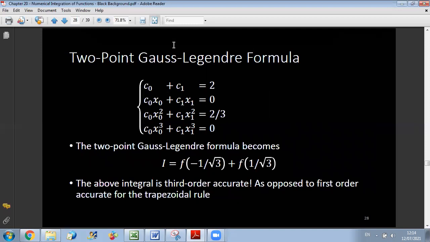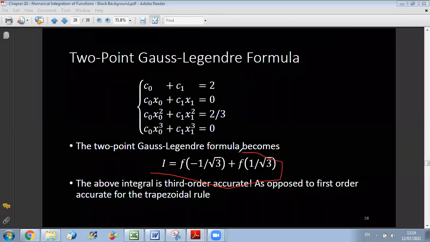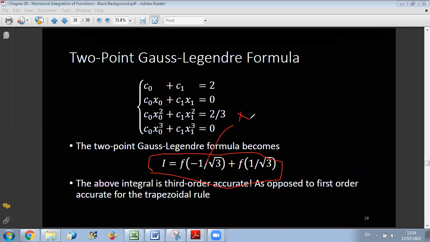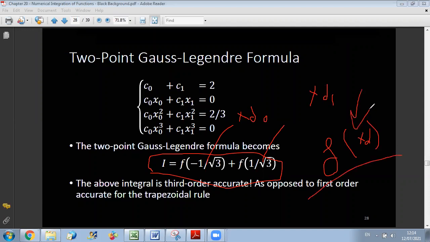So once you normalize your interval, you can use this formula. This is xd0, and this is xd1. You should first transform your function to a function of xd, the transformed variable. Once you have this function, all you have to do is replace xd first by minus 1 over radical 3 to get f of minus 1 over radical 3, then replace xd1 by 1 over radical 3, and add the two results to find your integral.